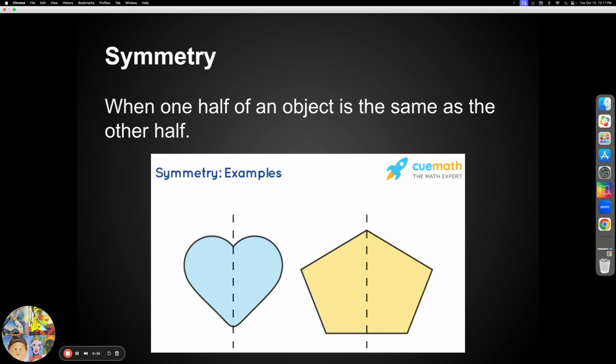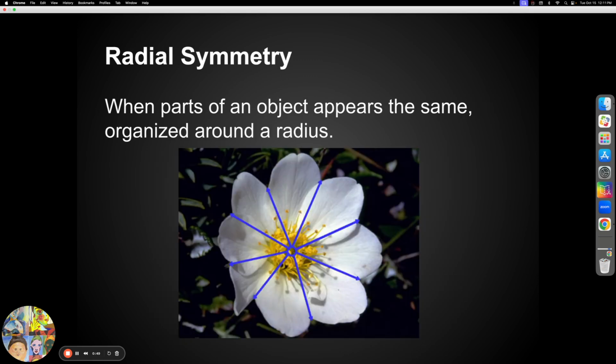Where you also experience that is in the human face. Most people's faces are very symmetrical. There is another kind of symmetry. It's radial symmetry. And in our previous project, we drew a circle and we noted what a radius is. And radial symmetry is when parts of an object appear the same and are organized around a radius.